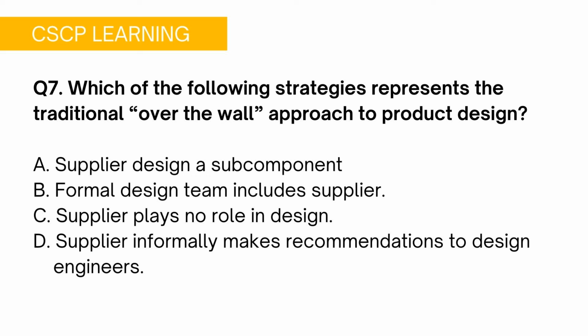In options A, B, and D, the supplier is contributing to the product design, which is a collaborative approach, whereas option C talks about excluding the supplier entirely from the product design, which is true for the over-the-wall design approach. So definitely option C is the correct answer.